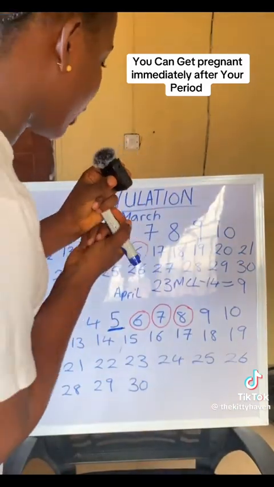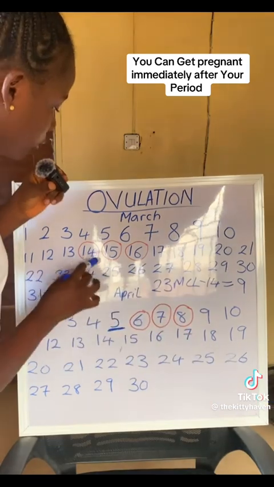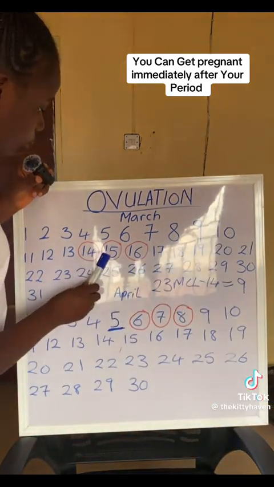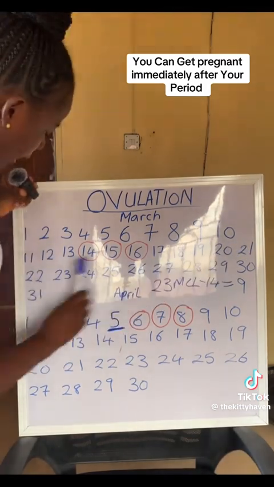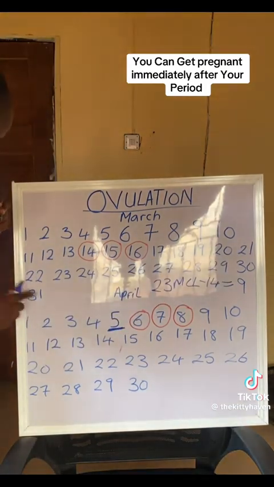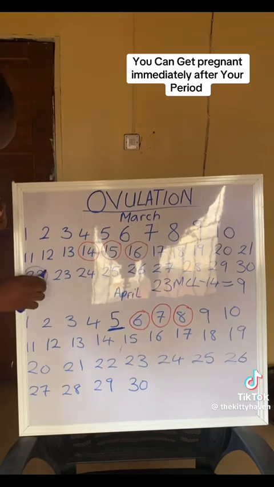So let's count that one now. We said that our period started on the 14th of March. So we are counting from March, which is 1, 2, 3, 4, 5, 6, 7, 8, 9. 9 falls on the what? On the 22nd of March.